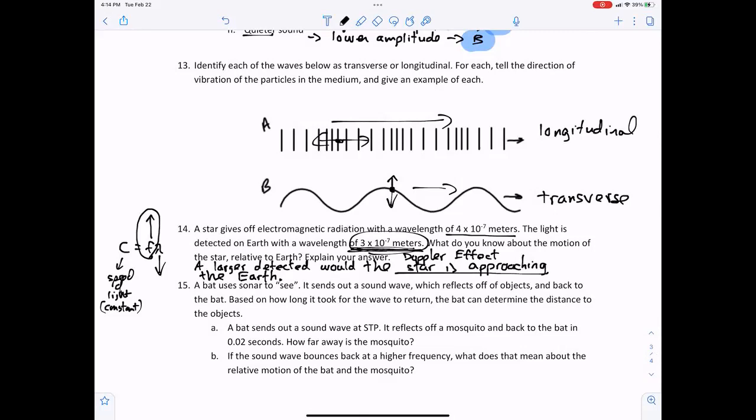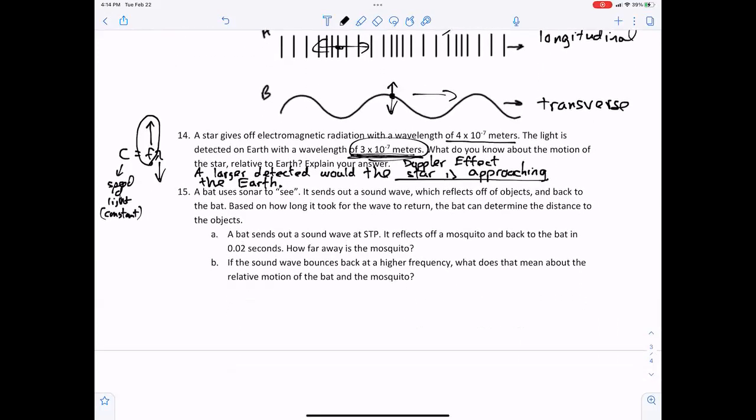If the star were shifting more towards a reddish color, okay, that would be shifting towards a lower frequency and means that star would be getting farther away from Earth. So we can apply Doppler effect to waves of light as well as sound.